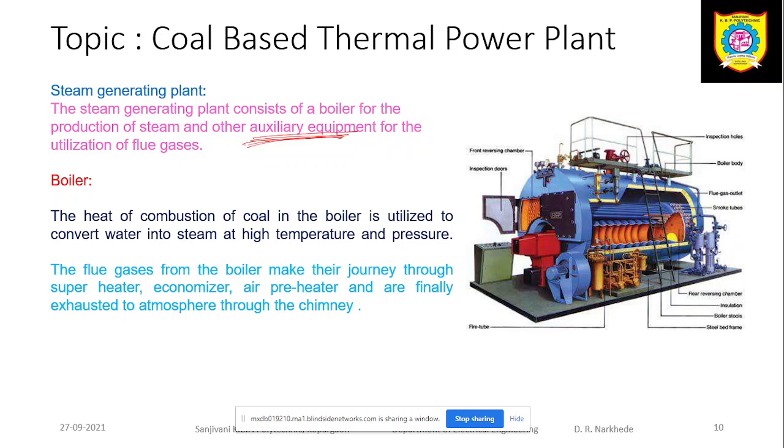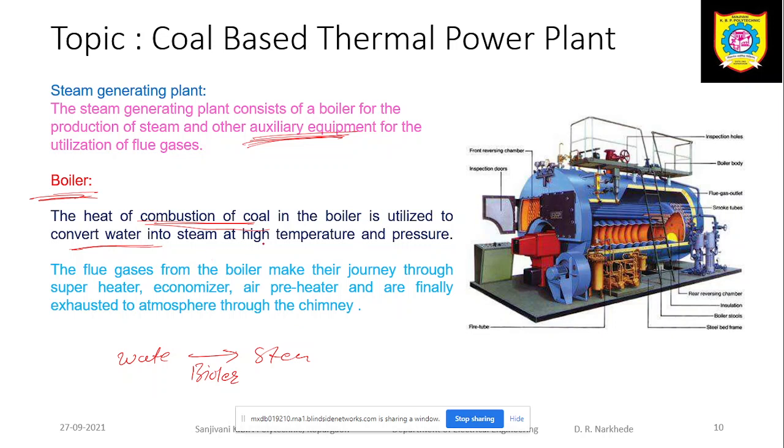Now, what is the boiler? The heat of combustion of coal in the boiler is utilized to convert water into steam at high temperature and pressure. So what takes place inside the boiler? Inside the boiler, we burn the coal. The combustion of coal takes place inside the boiler, and the heat of that combustion is used to convert water into steam. So the water is converted into steam inside the boiler.